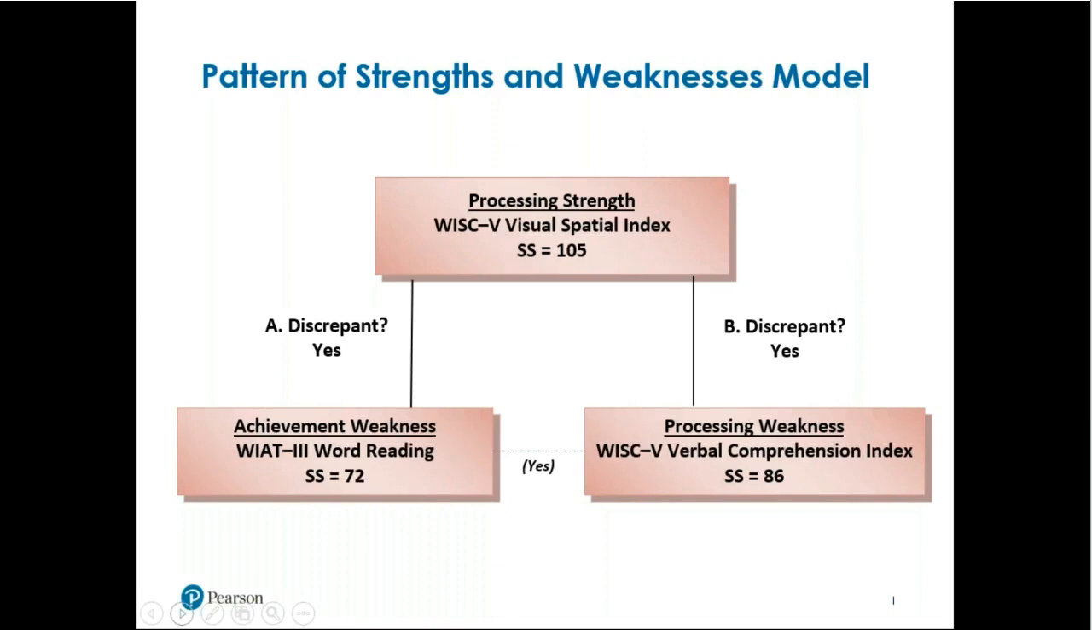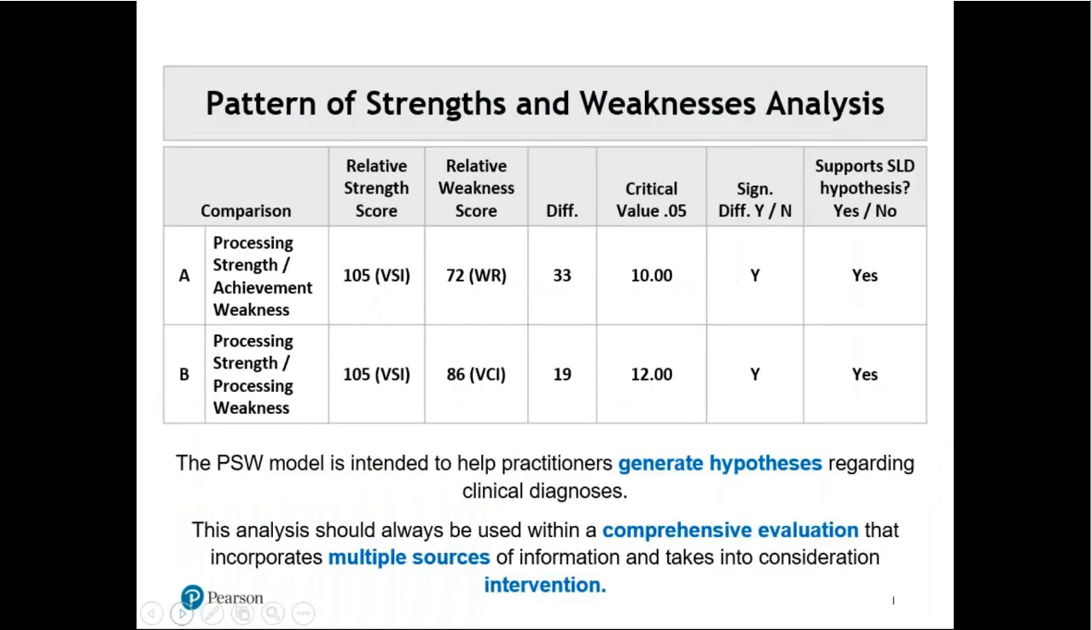Here is another one with word reading as being our achievement weakness. So in this instance, our processing strength is VSI because we might expect VCI to be lower, for example, and our processing weakness, in fact, for that reason is verbal comprehension. And in this instance, again, we get two discrepant results. Now you also get a nice little table that gives you the critical value, whether it is significant, again, populated on the table, and whether or not it supports a diagnosis of SLD as a hypothesis.